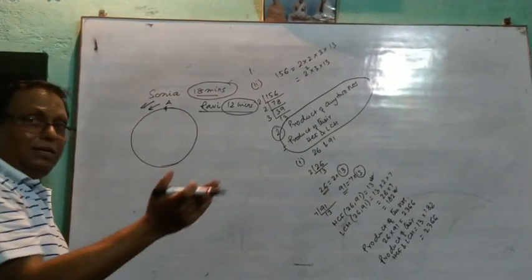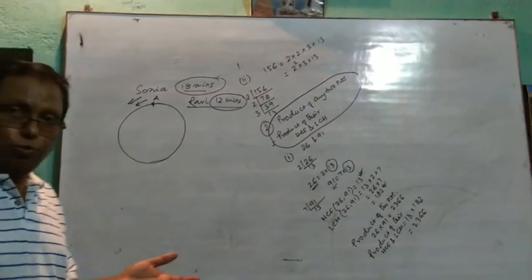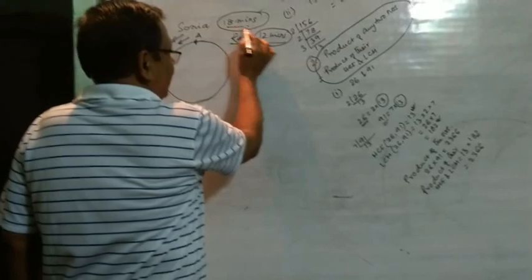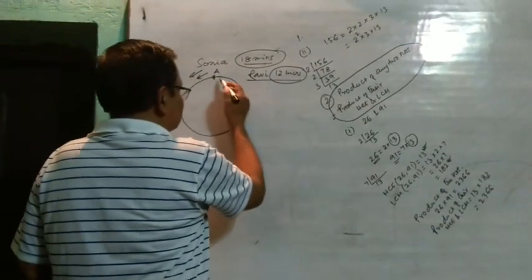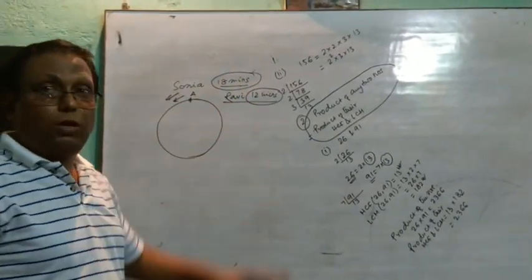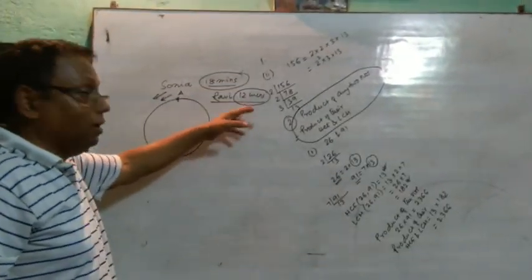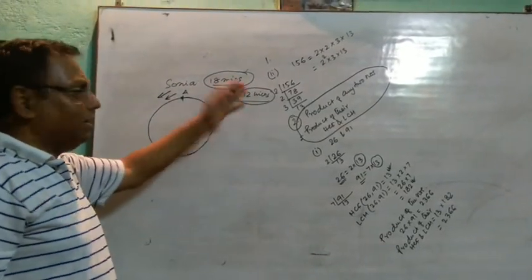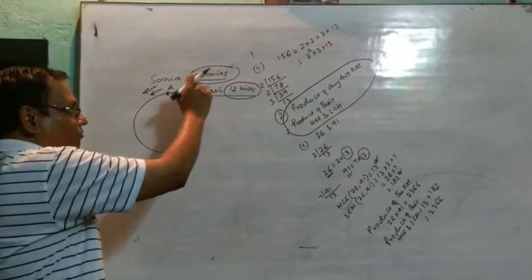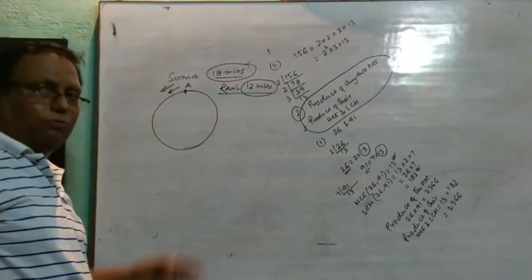So, either it will be HCF or LCM. This is the problem students often face: whether to find the HCF or the LCM. Remember, 18 minutes Sonia takes, 12 minutes Ravi takes. If we take the LCM of these two numbers, it will be greater than these two numbers. And if we take the HCF of these two numbers, it will be smaller. Smaller means say 10 minutes. Definitely, after 10 minutes they cannot meet. After 5 minutes they cannot meet, because they have started and are going on the circular path.